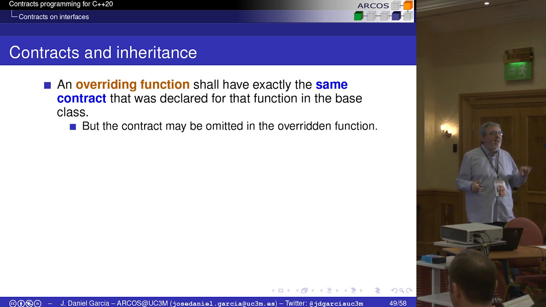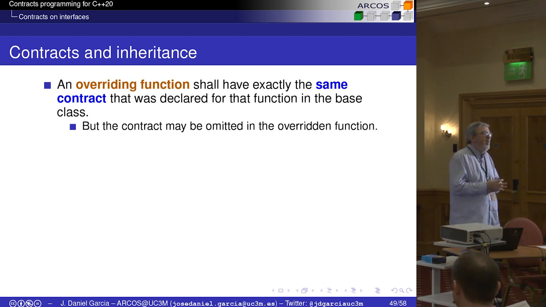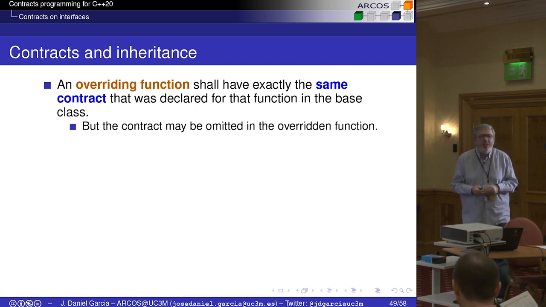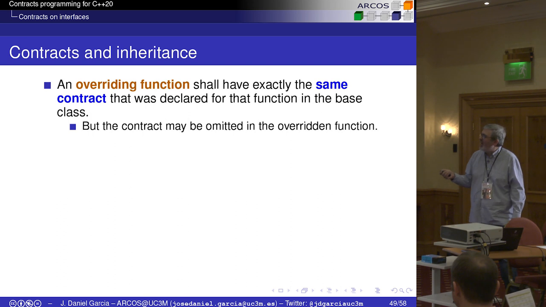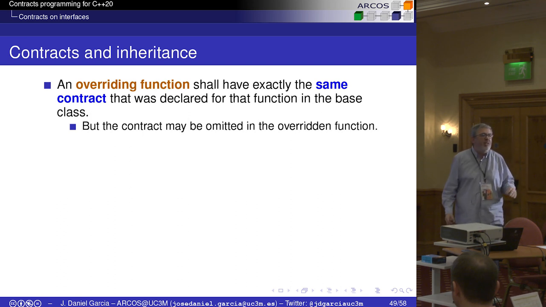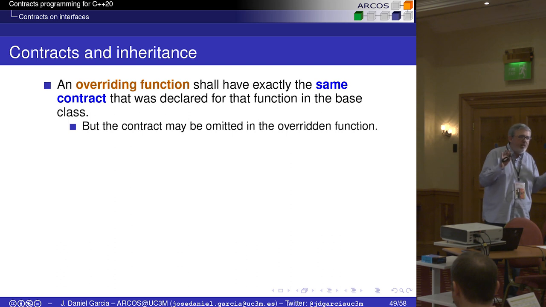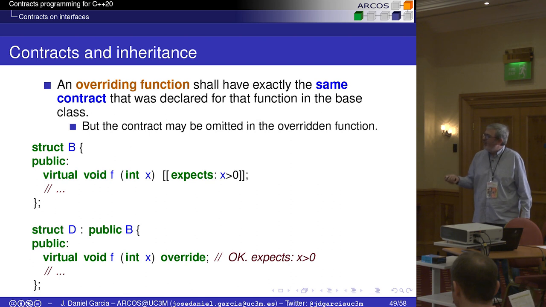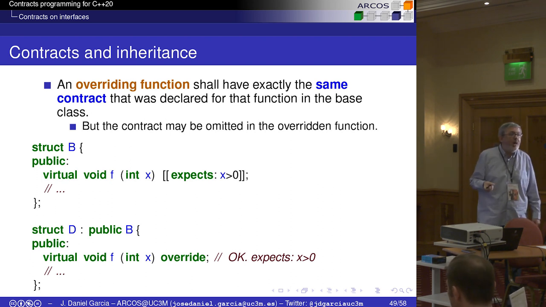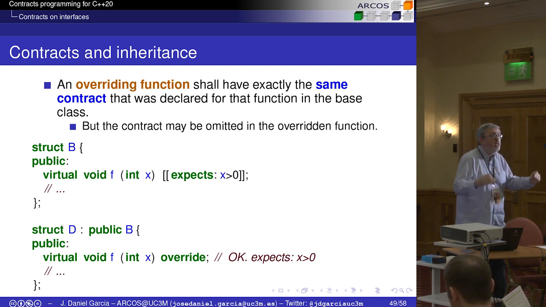Yeah. Inheritance. I was asked before about inheritance, and you will probably not be very happy. We have taken very strong rules here, and we plan to soften them in a future version. But for now, an overriding function shall have exactly the same contract in the base and in the derived class. So no precondition weakening, no postcondition strengthening. I know there is a full theory about strengthening and weakening of preconditions and postconditions. We are not going there for now. So if I write a function in the base class, and then I redefine it in the derived class, and I do not write the contract, there is no problem because I assume it's exactly the same contract.